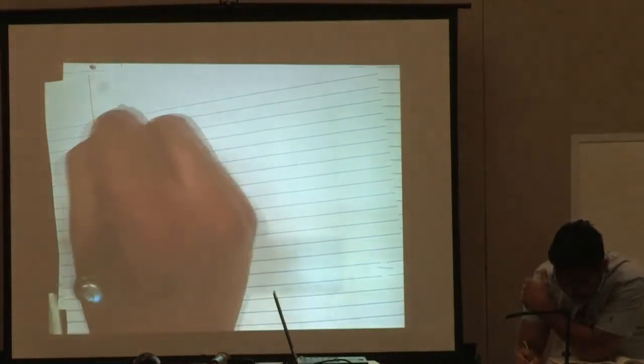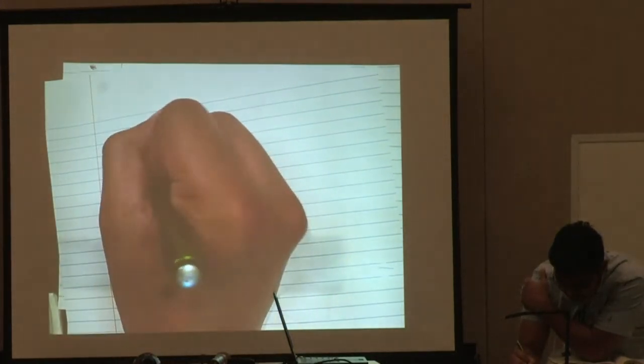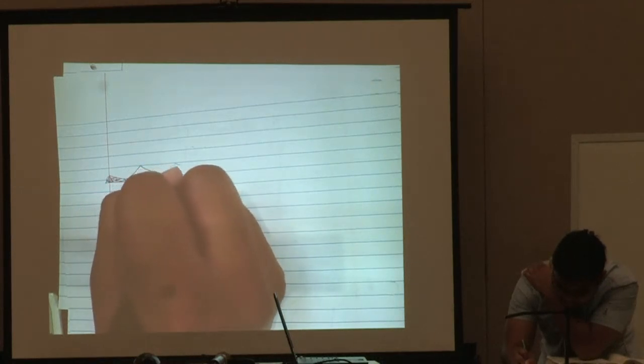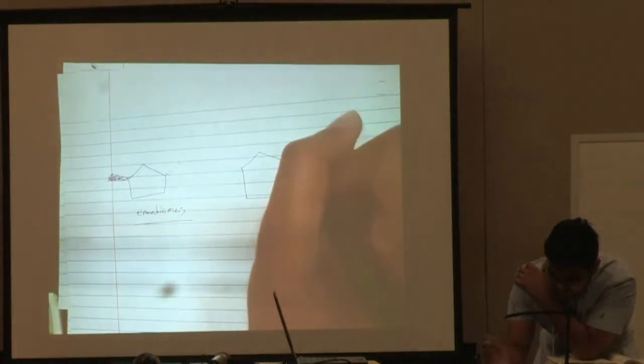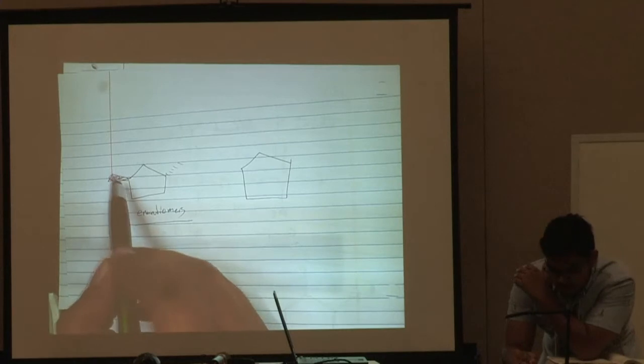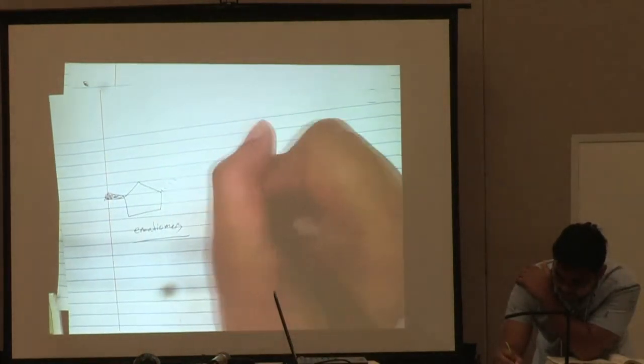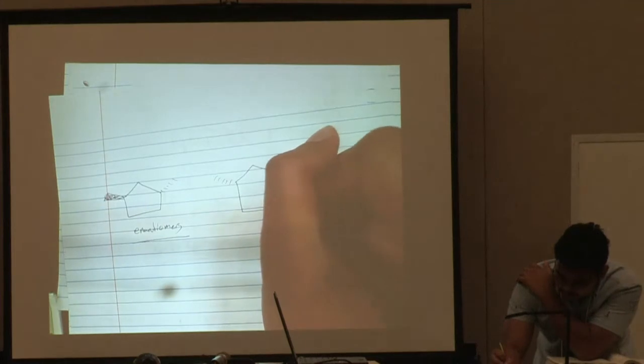So let's say we had something that looked like this. These two guys right here are enantiomers. Now, you need a reference. So this would be an enantiomer to something that looks like this. These two would be enantiomers to each other.